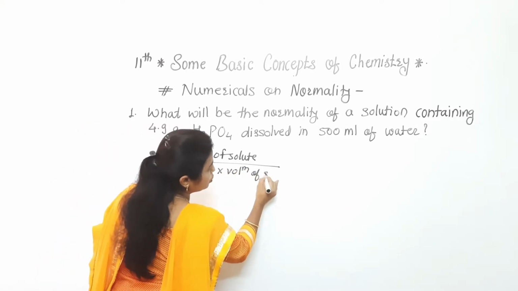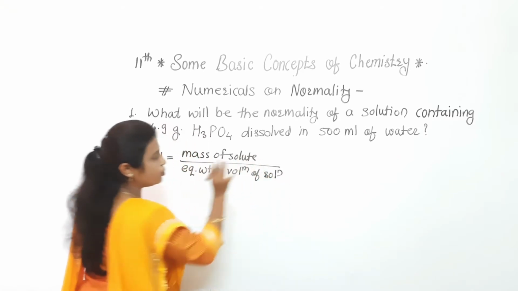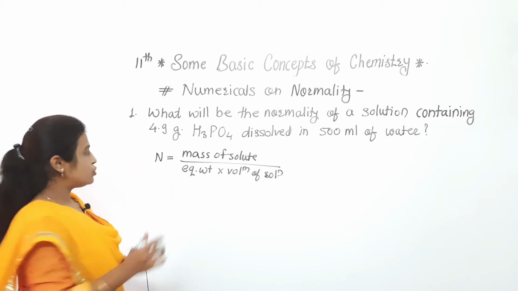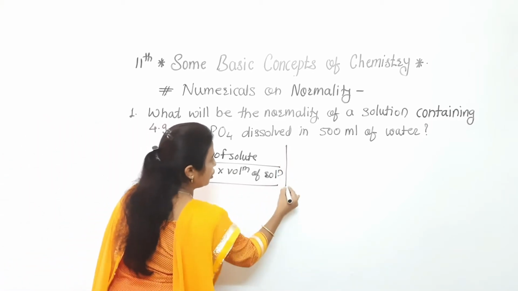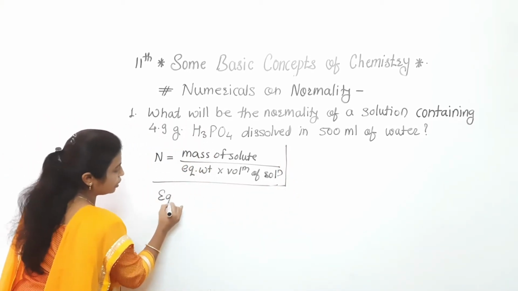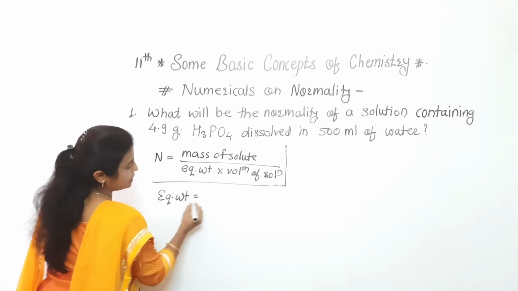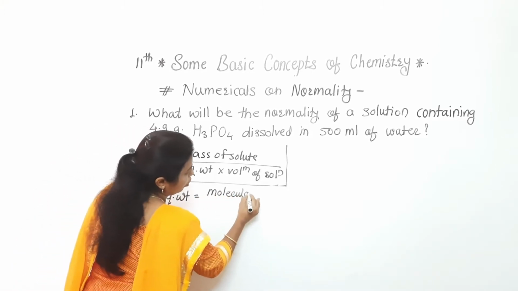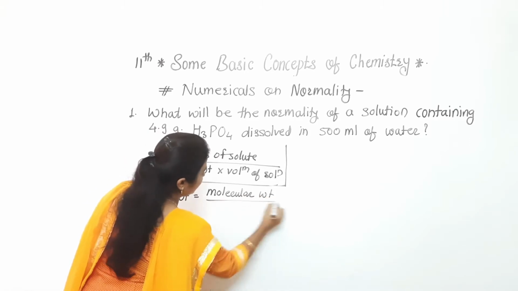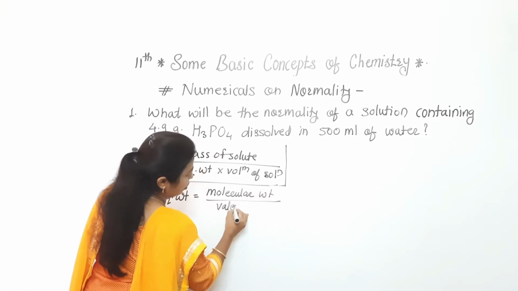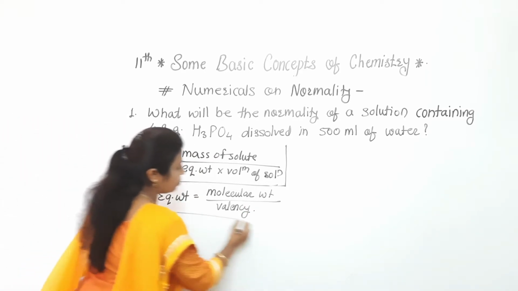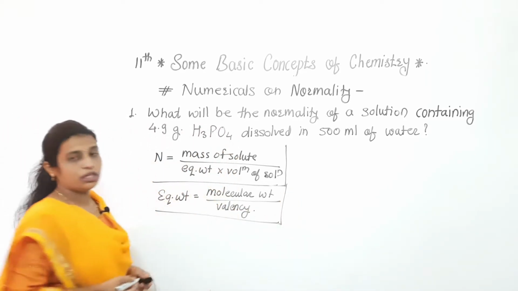If that volume of solution is in liter, then no need to multiply. If it is in ml, we have to multiply with the 1000. So this is the formula. So before going towards that, what is meant by equivalent weight? Equivalent weight is equal to molecular weight divided by its valency or the acidity or basicity. So these two formulae are important to find out the normality.